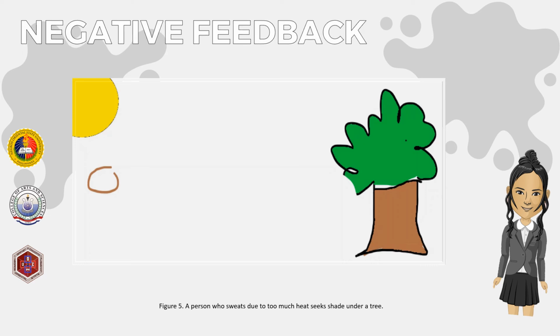So now, let's tackle negative feedback. Negative feedback loops stabilize systems and are common in nature. The human body's responses to heat involve a negative feedback loop. For example, due to too much heat, our body reacts to it by sweating. To stabilize the body, humans seek shade, maybe under a tree, just like what we can see in our digital, or inside the comfort of their homes.